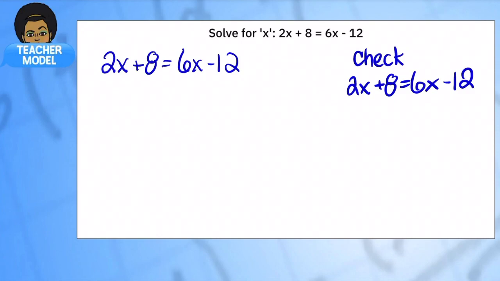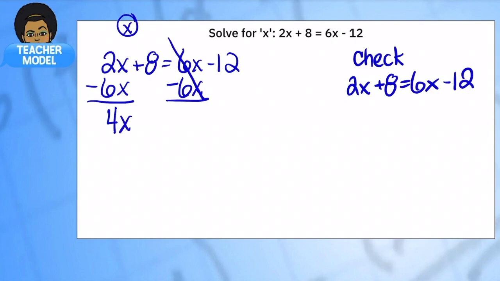So I'm just going to decide that I want my x's here on the left, which means I'm going to take this one here and I want to move it to the side. So I'm going to create a zero pair by doing minus 6x on both sides. This will cancel, and 2x minus 6x is going to be negative 4x. I use my money analogy. If I have $2, but I have to give someone $6, I owe them money, and now I'm less $4, so I still owe them money. So negative 4x plus 8 is equal to negative 12.